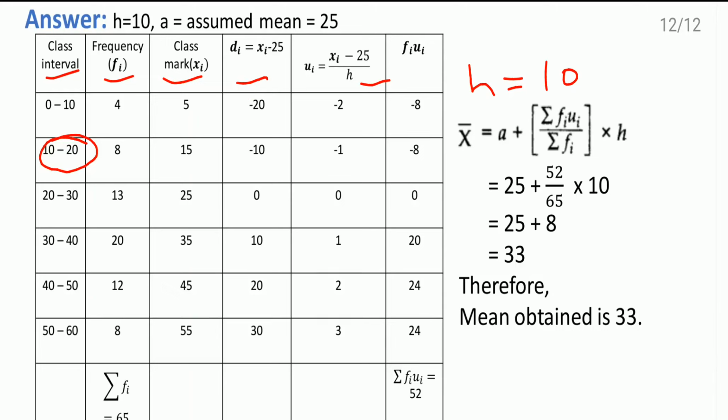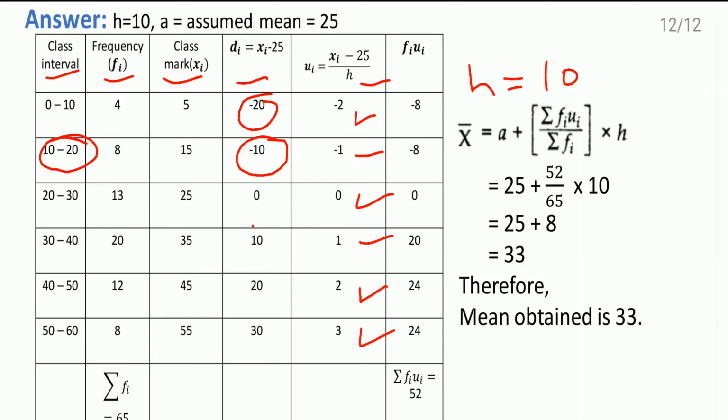Here, now this di we are having minus 20 divided by h. h is 10, so minus 20 by 10 comes as minus 2, right? Then once again, minus 10 by 10 is minus 1. 0 by anything will be 0 only. 10 by 10, 1. 20 by 10, 2. 30 by 10, 3. Right? Our numbers become simpler.